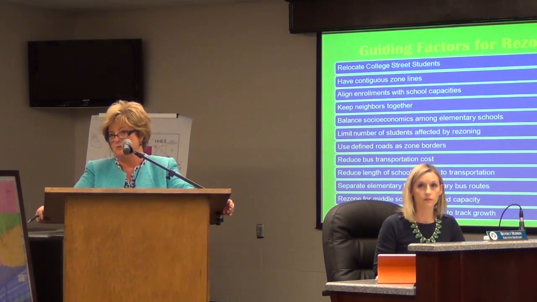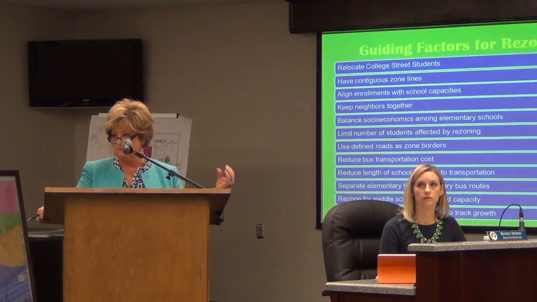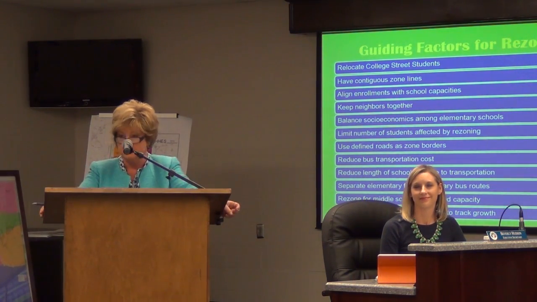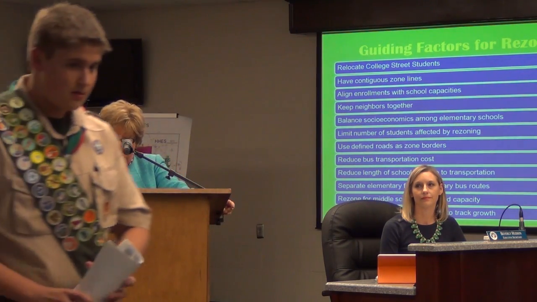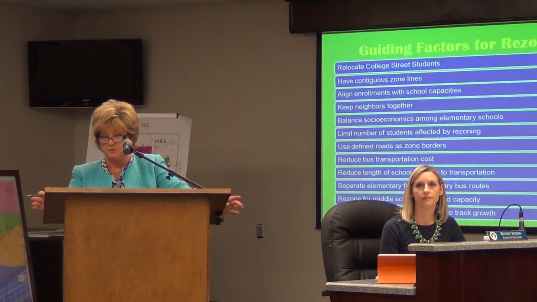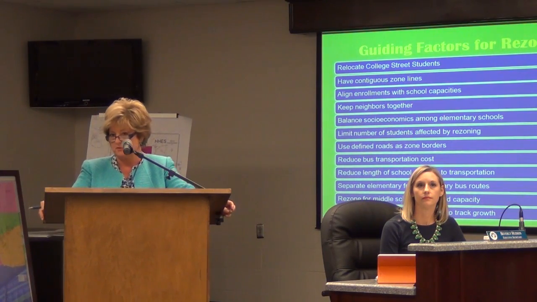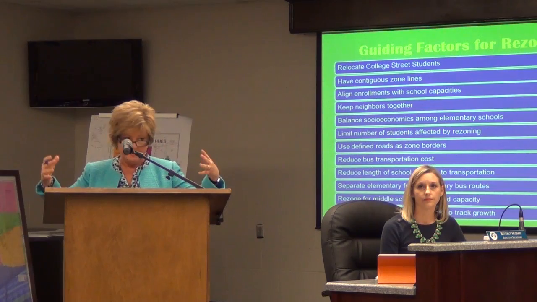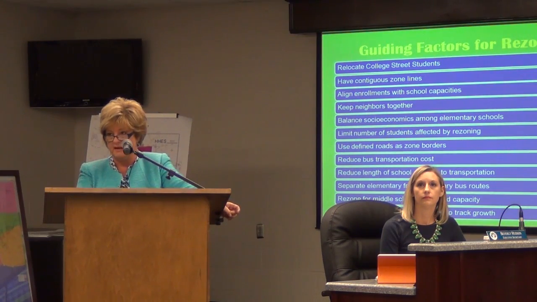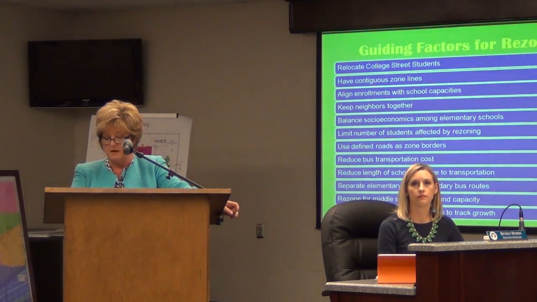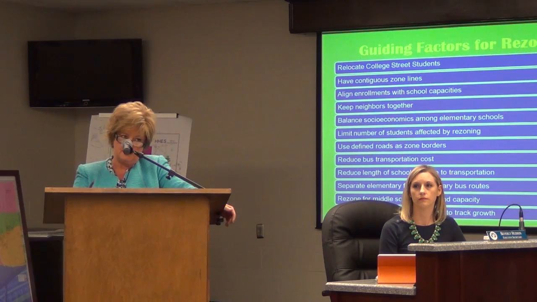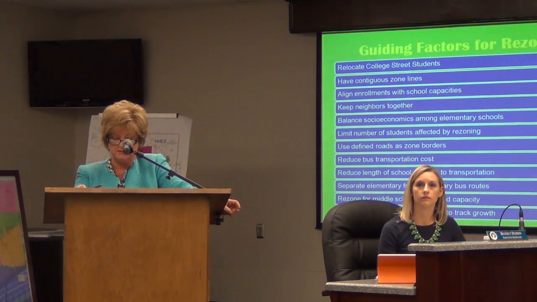We wanted to have contiguous zone lines as much as possible. So we didn't want to have zone lines where we took a group from one area of the city and moved them across the city to another zone line. We also wanted to align enrollments with school capacities so we have a better utilization factor of each of our schools, looking at the total capacity of the school and then the number of students that attended there. An ideal capacity is about 80 to 85%, up to 90%, because you still have room for computer labs and to have space to move into.